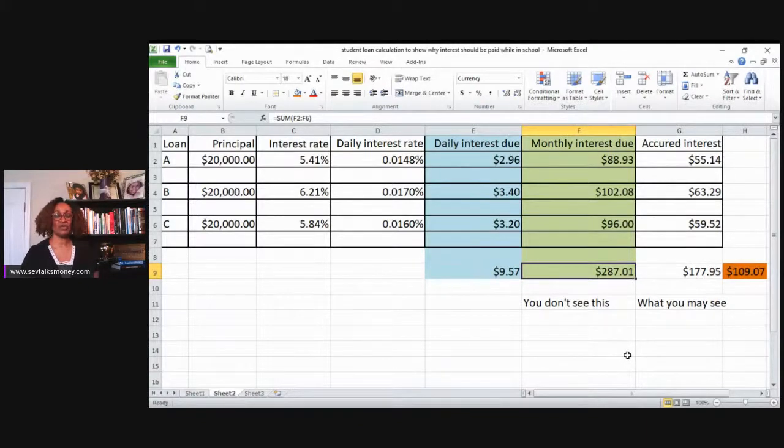Because again, if you're in one of those extended plans, when your loan is recertified, that interest is going to be added to principal, and you're going to see your balances increasing instead of decreasing, even though you're faithfully paying your loan. So I'm going to stop sharing and move on to the second part of the discussion.